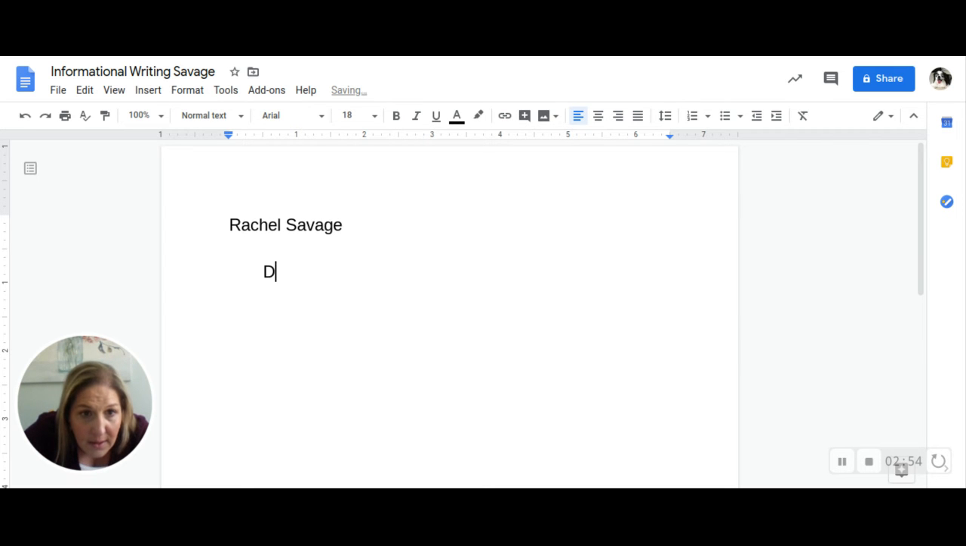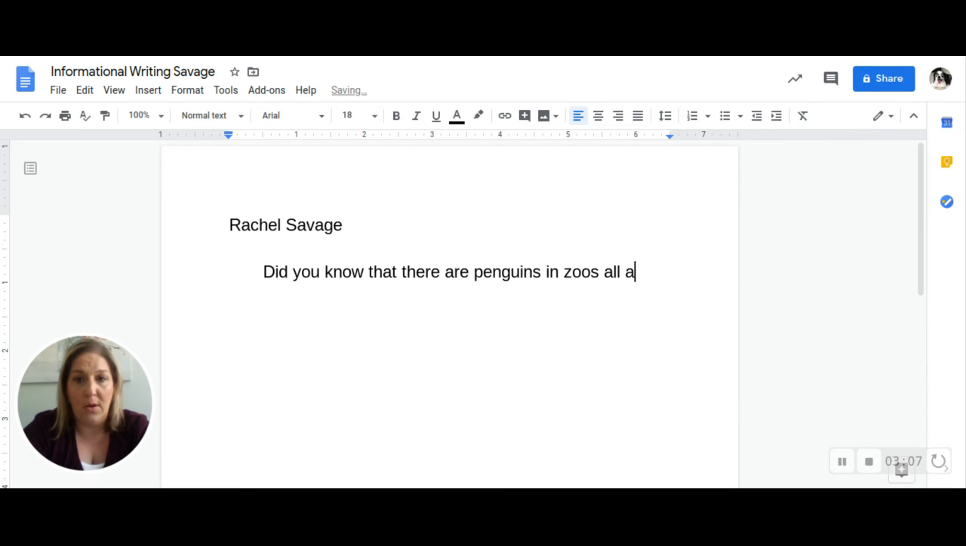Okay, so I'm always going to hit tab to indent, and then here's going to be my opening. Did you know that there are penguins in zoos all across America? Now, that's just what I could come up with without doing my research.